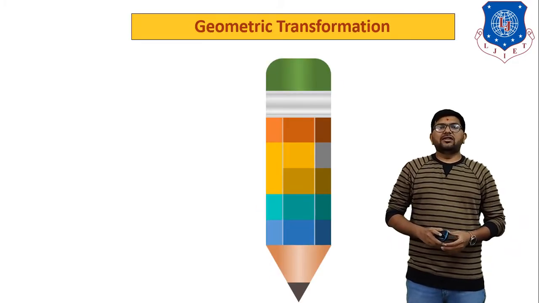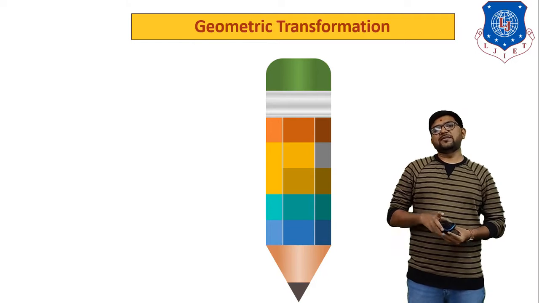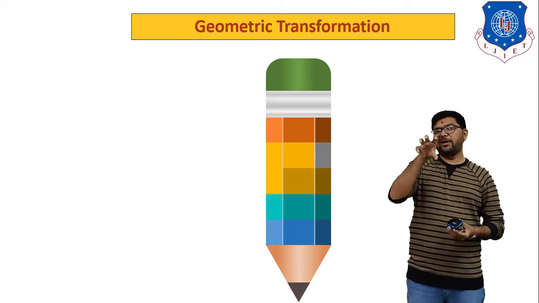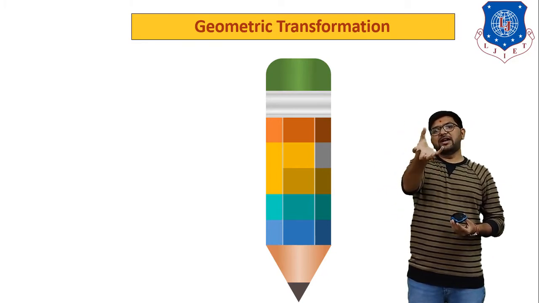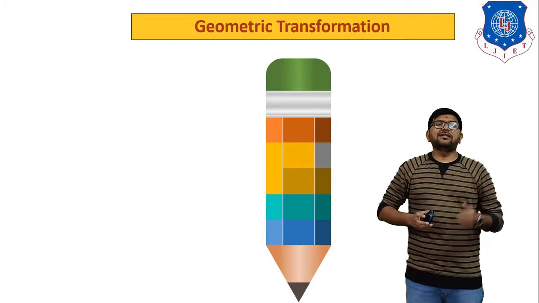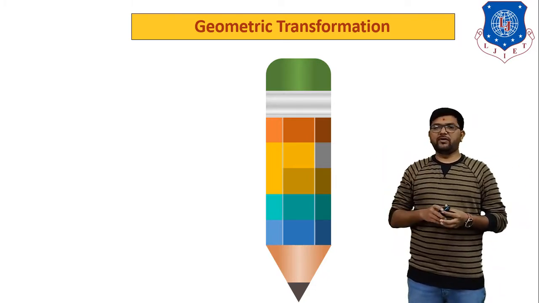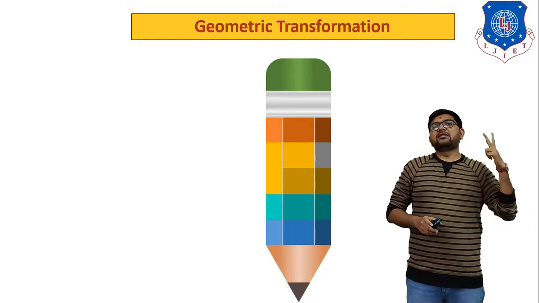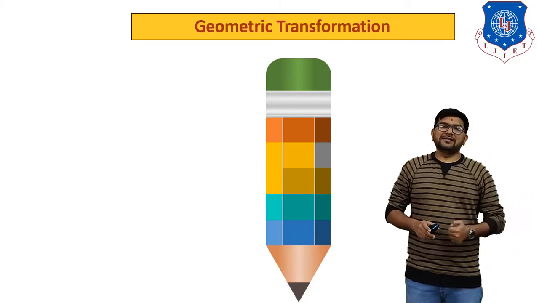So in the last session we started a new chapter, that is geometric transformation, and you all know what transformation is. Transformation means if you want to move an object from one place to another place, or if you want to rotate that object. Clear? So these are all types of transformation. We discussed a total of 5 transformations. First one is translation, second one is rotation, third one shear, fourth one reflection, and last one scaling.